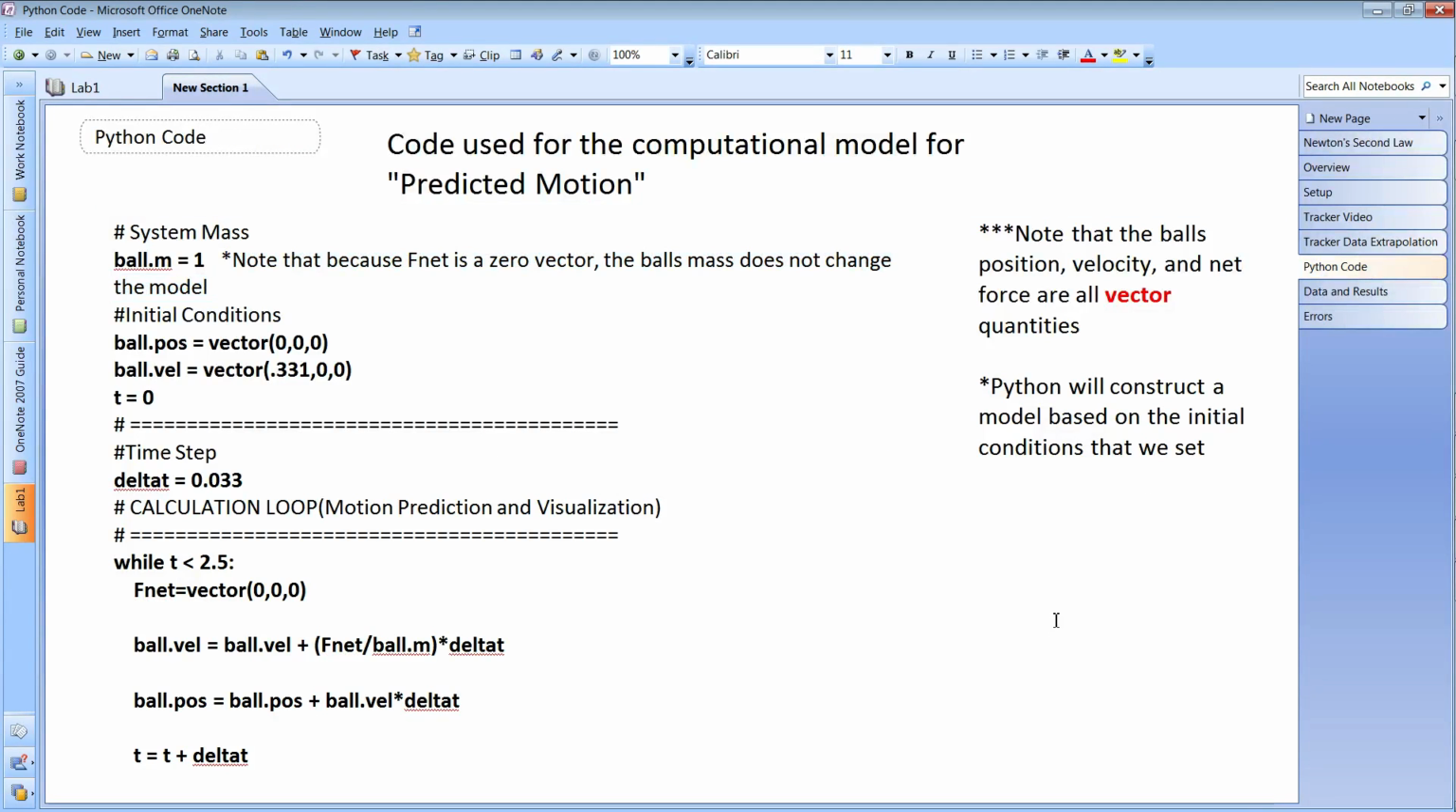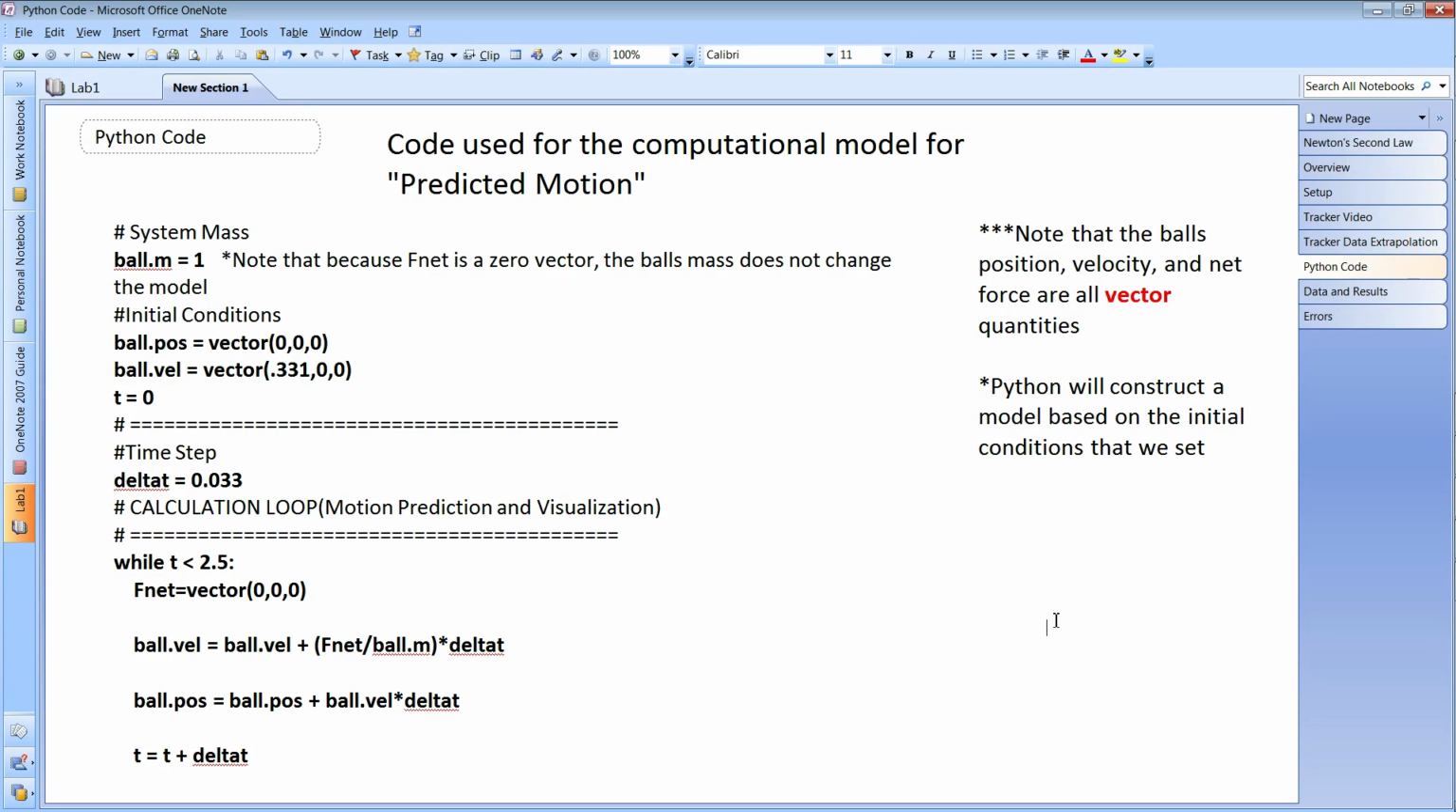Here's our Python code that will be used to construct the computational model for our predicted motion. Note that the ball's position, velocity, and net force are all vector quantities. Python will construct a model based on the initial conditions that we set. The system's mass, we can say, is 1. Note that because the F net is a zero vector, the ball's mass does not change the model.